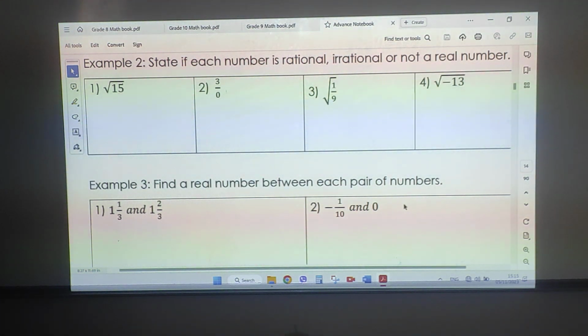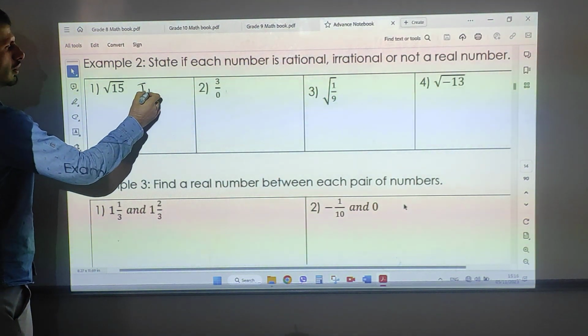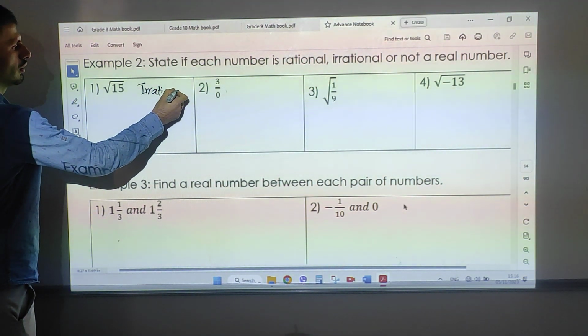Number one, which is square root of 15. Square root of 15, is it perfect from the beginning? You think about it, from the perfect squares we have 9, 16, those numbers, but we don't have 15. So it's not perfect, so it is irrational.